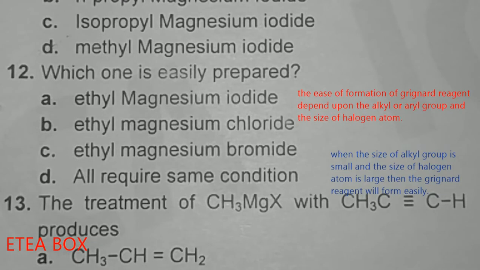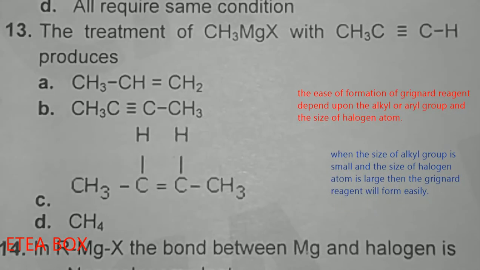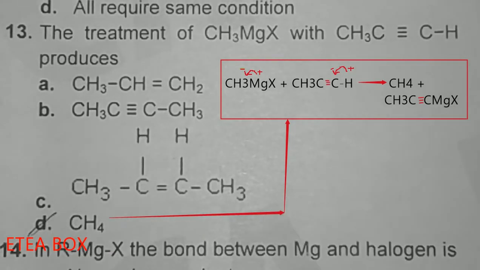Which one is easily prepared? So the greater the size of the halogen atom, the more easily the Grignard reagent will be prepared. Option A is correct. The treatment of Grignard reagent with propene produces alkane, okay, option B is correct here.